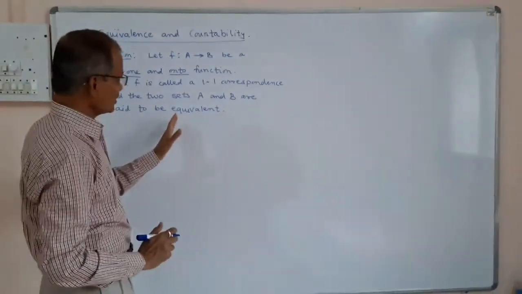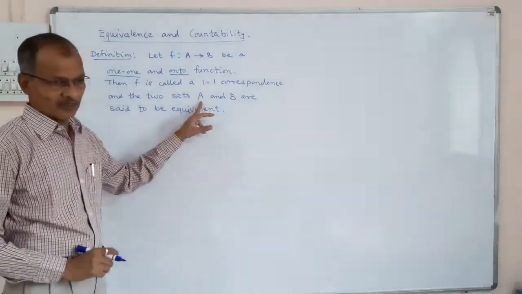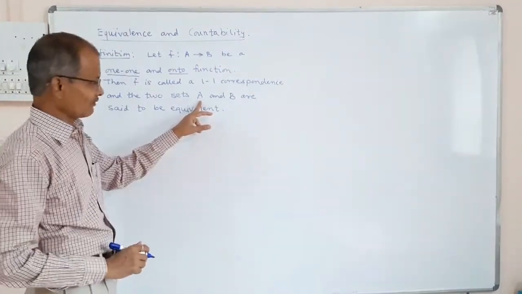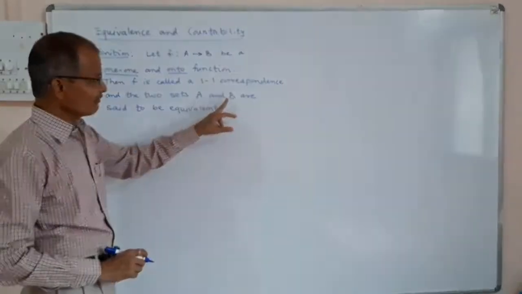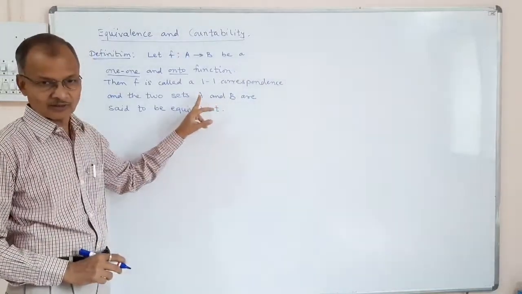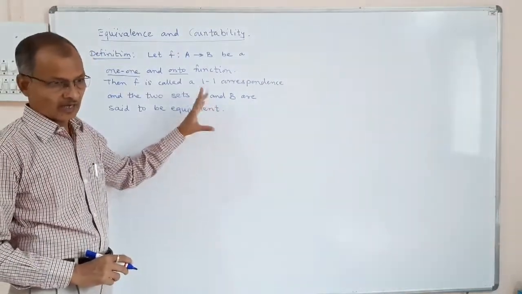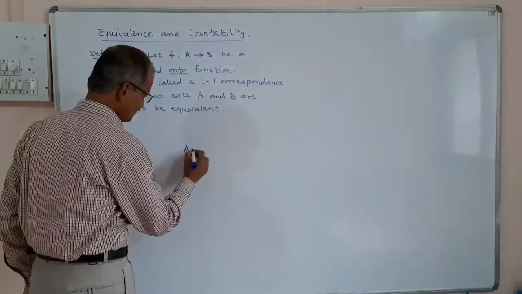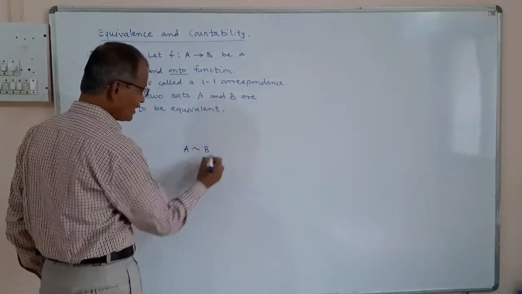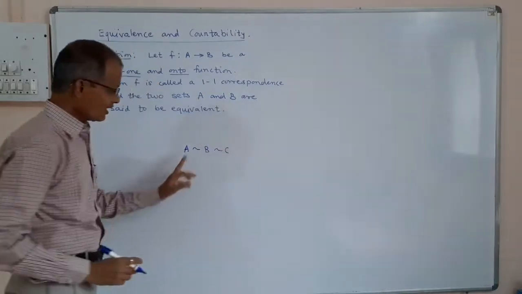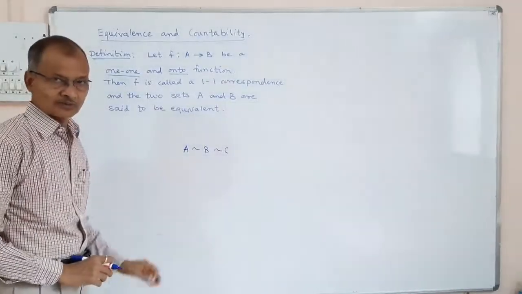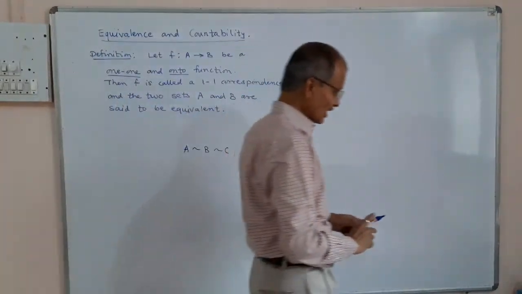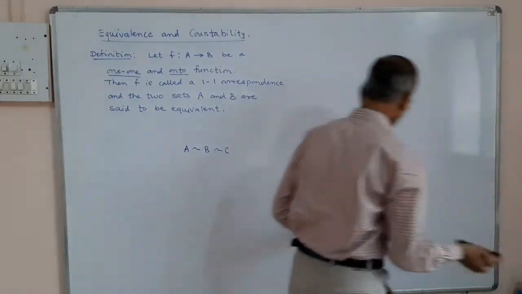This relation is reflexive: A is equivalent to A itself, because we have a function from A to A itself which is 1-1 and onto. If A is equivalent to B, then B is also equivalent to A, so they are equivalent to each other. And further, if A is equivalent to B and B is equivalent to C, then A is also equivalent to C. So this is actually an equivalence relation between the sets.